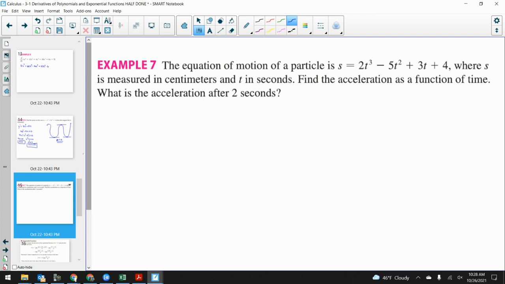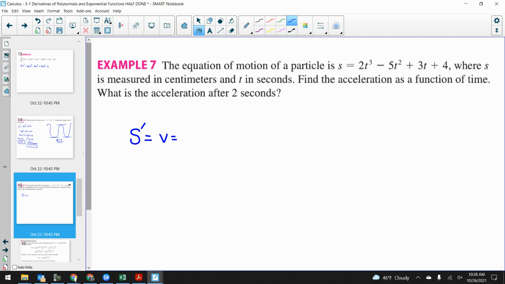Now, if I'm thinking about position, and s is position, right? S is position here. It is not velocity, it is position. If s is equal to 2t to the third minus 5t squared plus 3t plus 4, what is the derivative of position? Does anybody remember? It's velocity. S prime is truly equivalent to v. The derivative of position is always velocity.